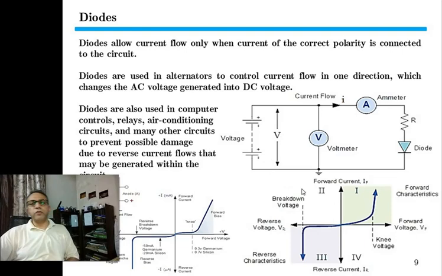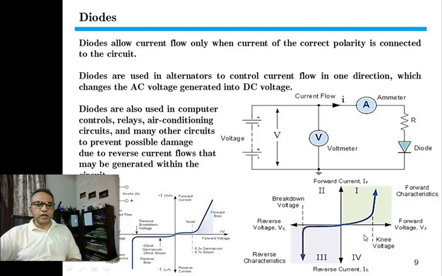So if we want to forward bias a silicon diode, then the external voltage must be greater than 0.7 volt. And if we are using a germanium diode, then the external voltage to forward bias the diode must be greater than 0.3 volt. And as we increase the voltage, we will observe that the current will increase. However, there will be a very small increment in the voltage across the diode. So this brings us to the term called knee voltage.